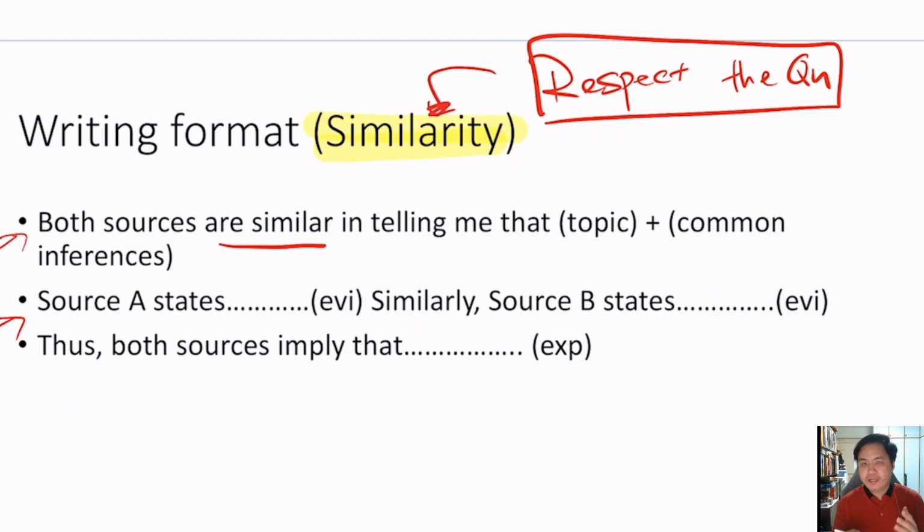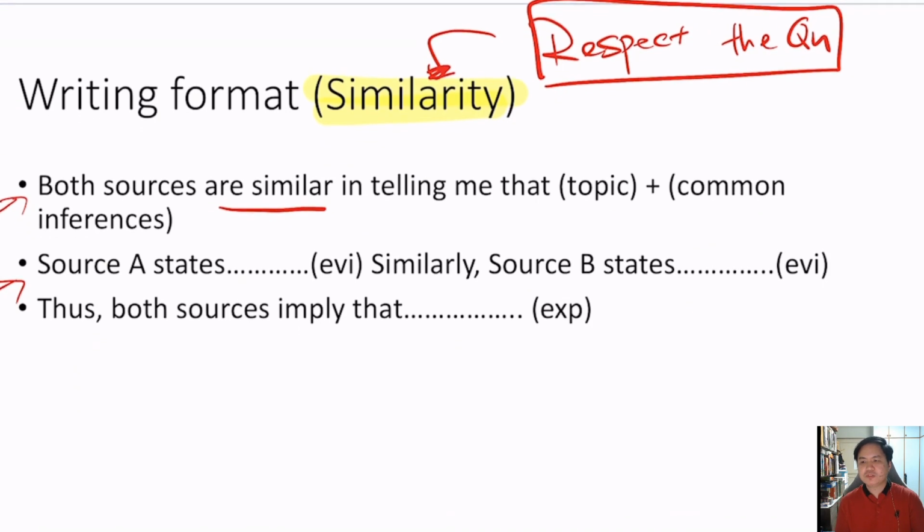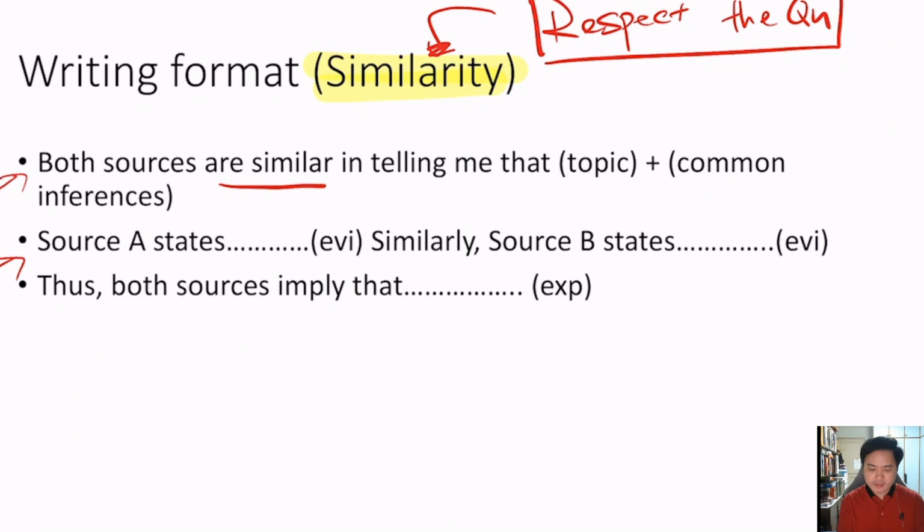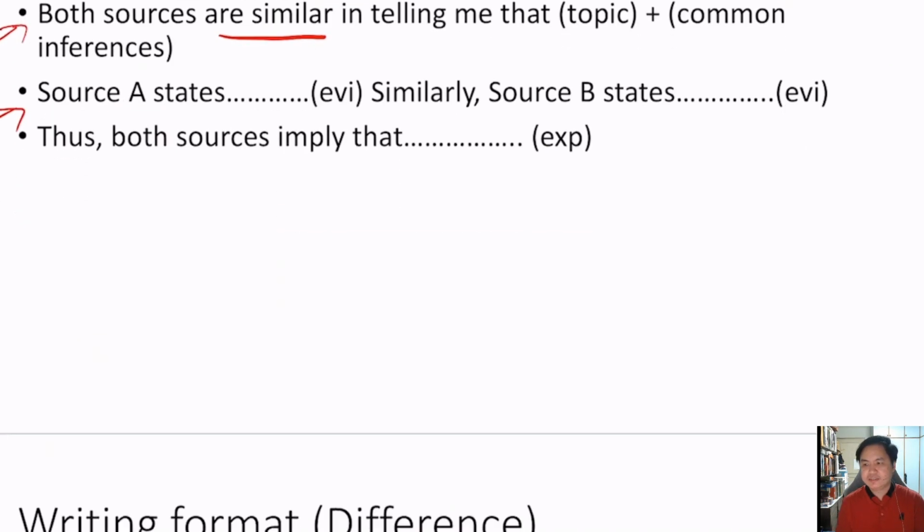So, more or less, it's up to you. You can either explain it individually or you can explain it together at the end. But if you explain it at the end, make sure that you're talking about both sources, right? Okay? So this is for your similarity. Okay? Give me the common inferences at the start.